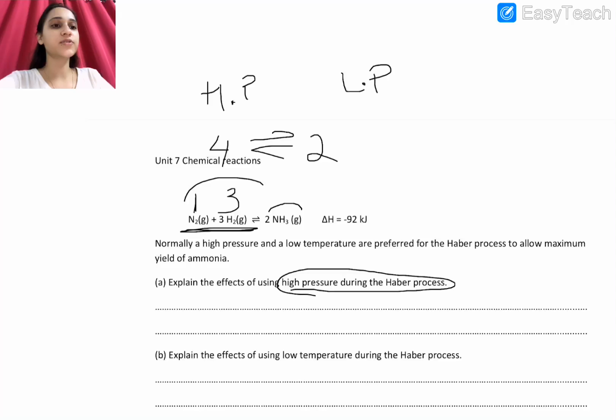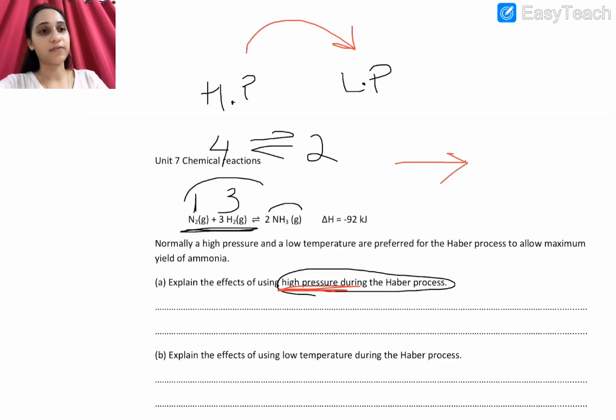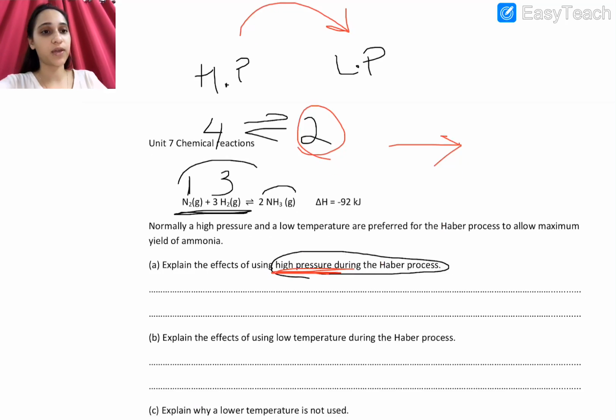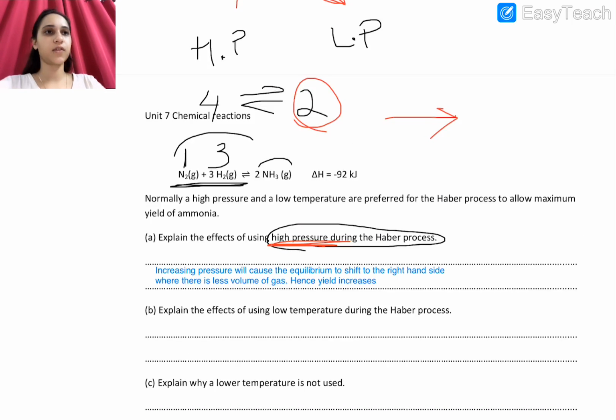If we are using high pressure, the equilibrium will want to oppose that high pressure, so the equilibrium will want to lower the pressure. So the equilibrium will want to shift towards low pressure. To shift towards low pressure means that the forward reaction will be favored, so it's going to shift towards the product side.